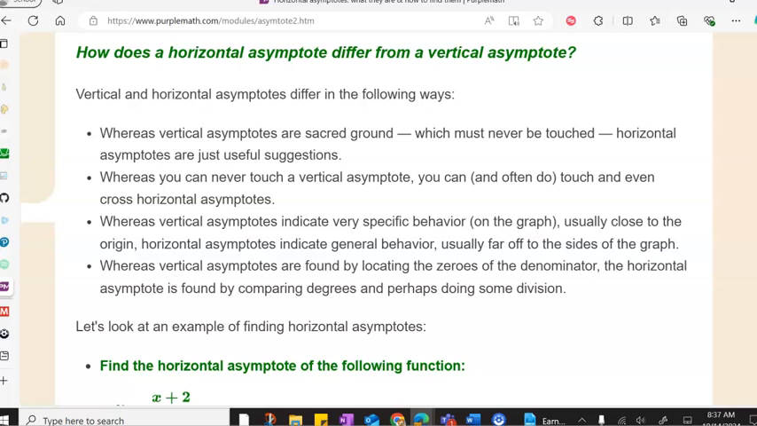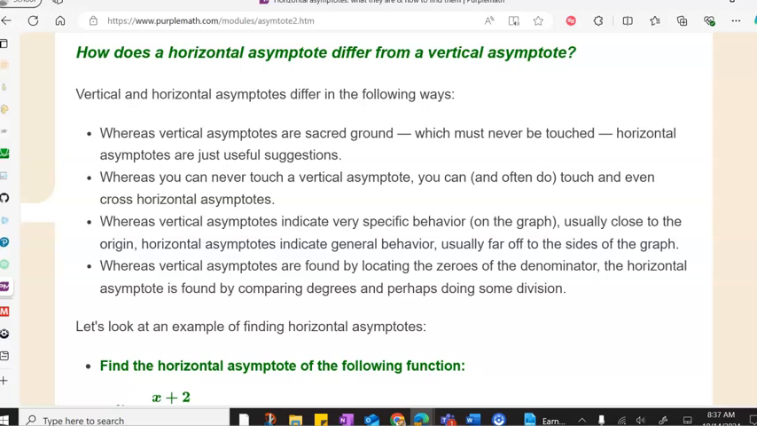You can never touch a vertical asymptote, but you can and often do touch and even cross a horizontal asymptote. I know, it's kind of mind-blowing. It's like, wait, in Algebra 2, the horizontal ones were sacred ground as well. Yes, that is true. But now we're in Precalculus. We're going to level up and we're going to explore other options.